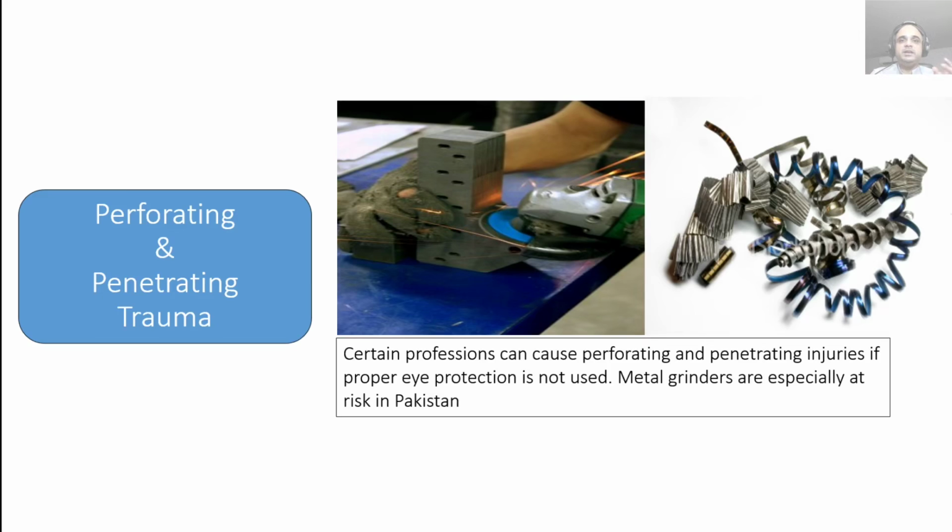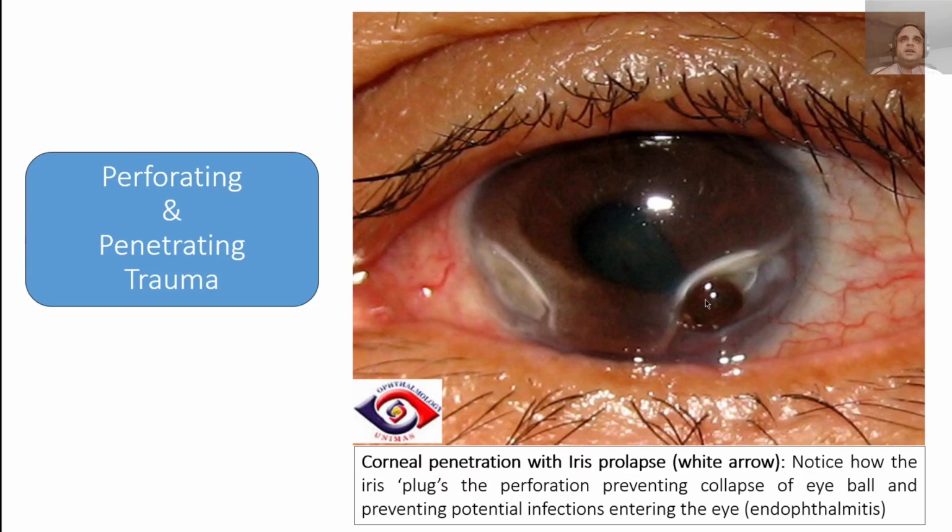And similarly, masons. I'll show you a picture in a bit of what can happen if you don't use proper eye protection. This is a corneal penetrating injury with iris prolapse. You can see that he probably had another injury right here. This patient is sort of lucky because the iris has plugged the penetrating injury, so that external things, even microbes, can't travel within the eye, so the risk of endophthalmitis is much reduced.